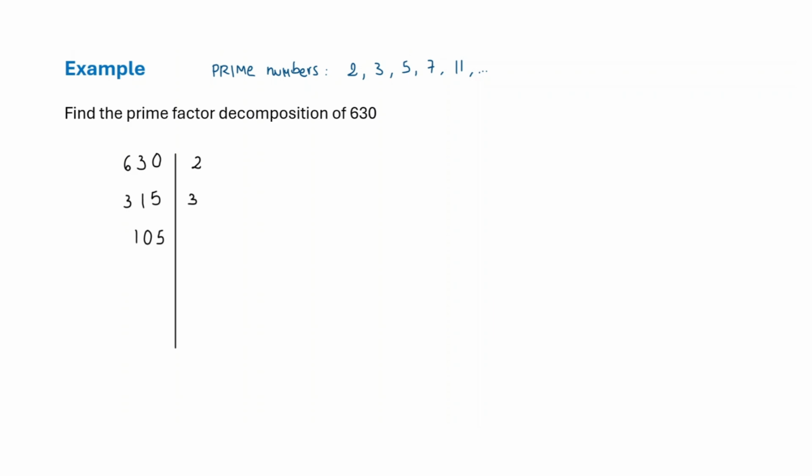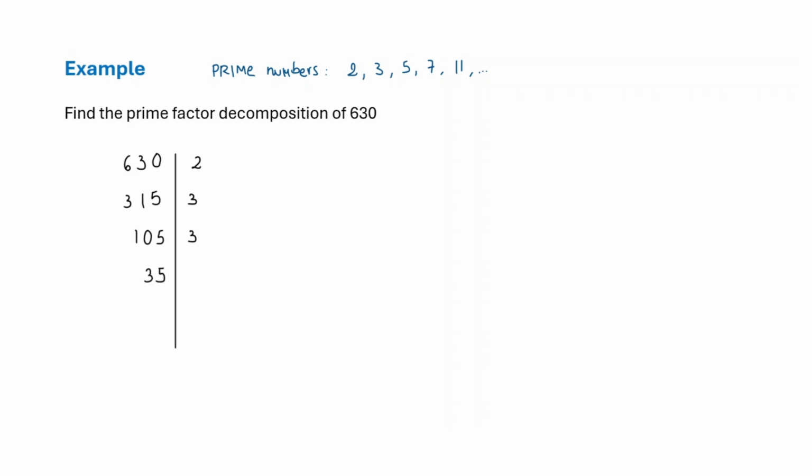We can repeat exactly the same process with 105. Since 315 wasn't divisible by 2, none of its factors will be divisible by 2 either. So let's check whether 105 is divisible by 3. 1 plus 0 plus 5 is 6. 6 is a multiple of 3, so 105 is divisible by 3. We write 3 on the right. 105 divided by 3 is 35, so we write 35 underneath. Let's continue with 35. 35 isn't divisible by 3, so we move to the next prime number, which is 5.